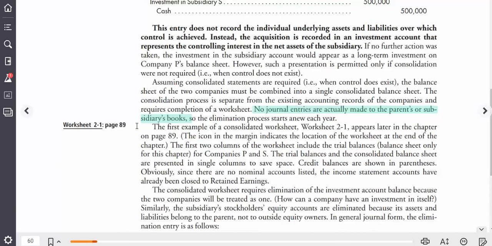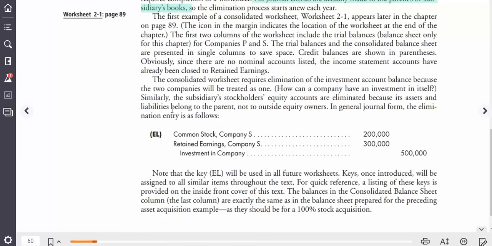And for all the consolidations, I've provided worksheets for you as templates. This is how you would do this kind of work in a real business. You would never do this kind of thing without a worksheet. You would always do a worksheet.